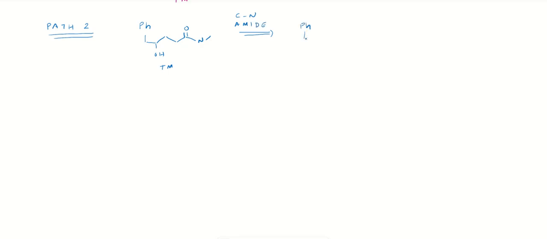PhCH2CHOHCH2CH2 C double bond O Cl, and this acid chloride is obtained from the acid PhCHOHCH2CH2 C double bond O OH plus methylamine, of course. Now let us write down the retrosynthetic analysis for this.